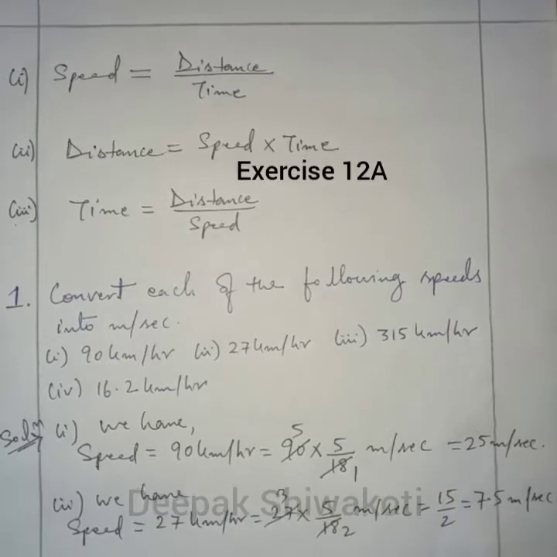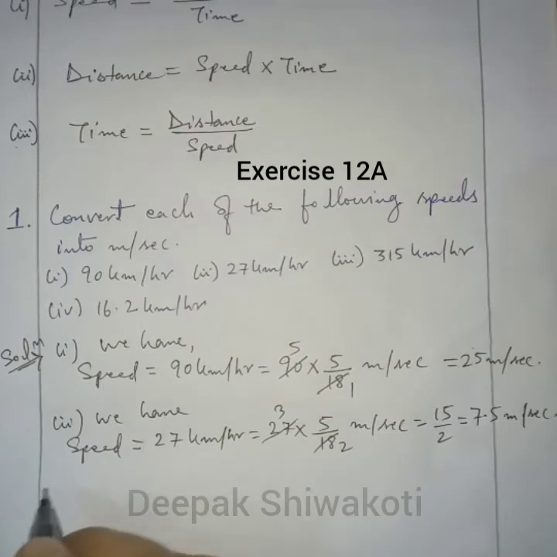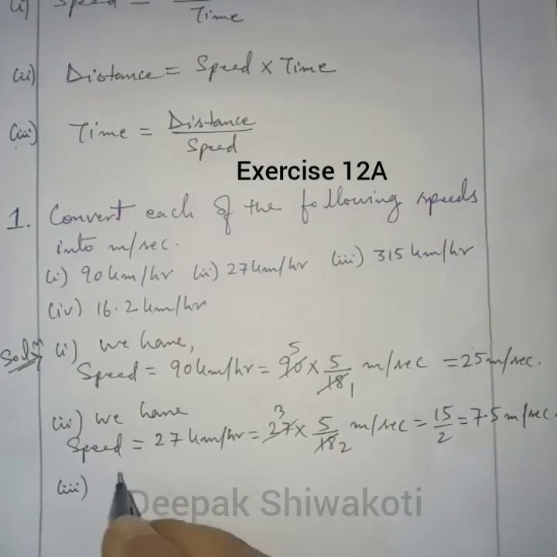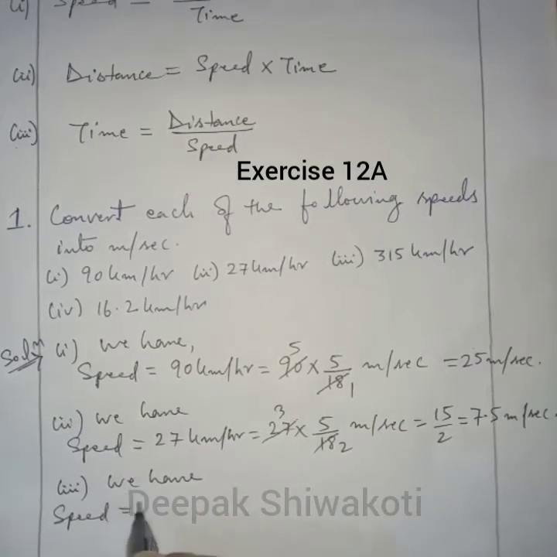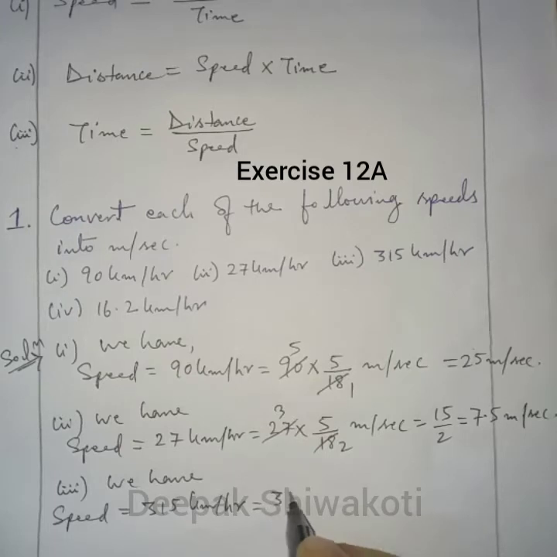Similarly we can go for number 3. We have speed equal to 315 kilometer per hour. So we'll convert it into meter per second. 315 into 5 by 18, so meter per second it will be. Now we'll cancel this by 3. 3 6 ja 18, 3 1 ja, and 3 5 ja 15 here.